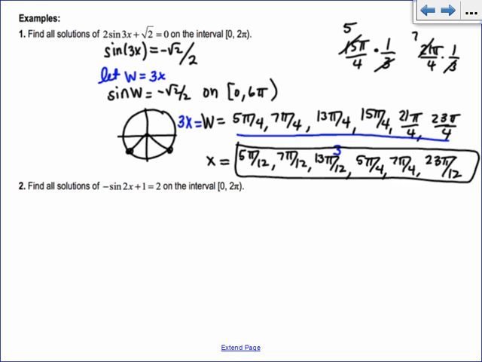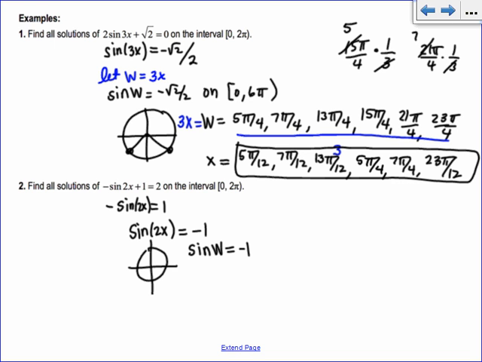All right, and the very last one. So we're going to subtract 1. So I get 1. So I'm going to have sine of 2x equals negative 1. This one doesn't have very many answers. Where is sine equal to negative 1? So I want sine of w equals negative 1. But I want to go on 0 to 4 pi, right? Because I want to double the interval.